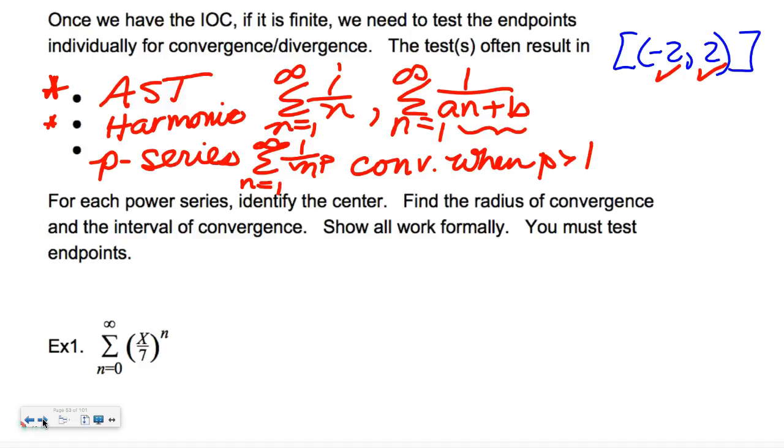Now this is like your homework. So I'm digging right in here. For each power series, remember what distinguishes a power series from just the series we've been doing? They're functions. Yeah, there's an x in there as well as n's. Identify the center. Let's go do that right now.